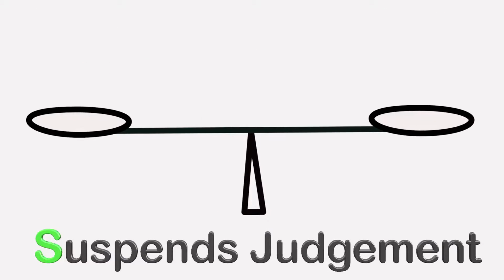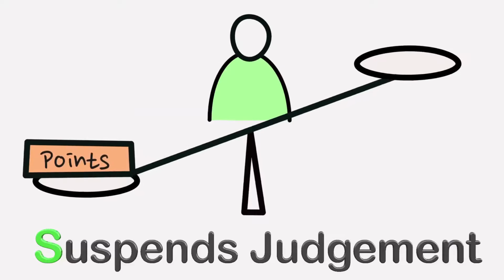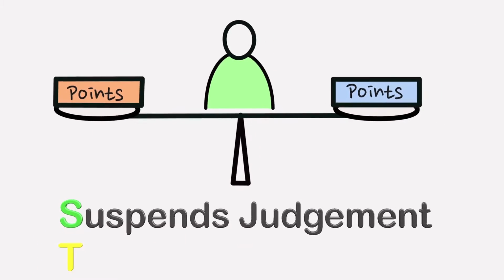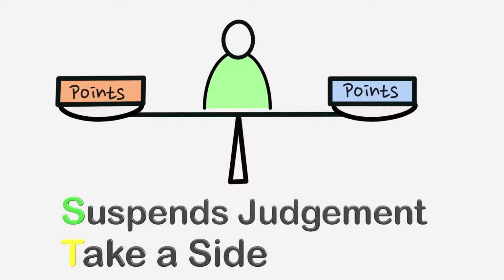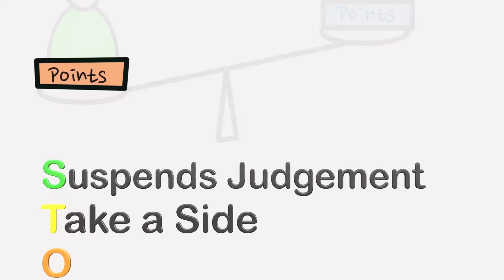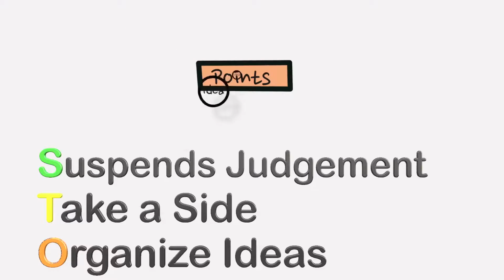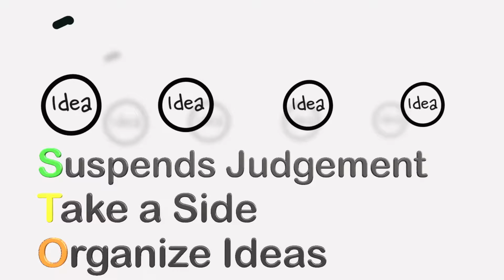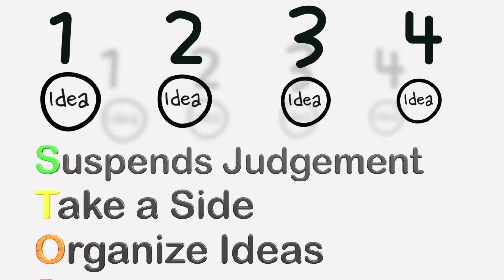These elements include S for suspends judgment. Students are asked to list the points for both sides of an argument and consider all possible sides. T stands for take a side and asks students to read through the list of points for both sides and determine which side they believe is more persuasive. Then the O stands for organize and encourages students to organize their ideas and select the strongest ones, often numbering them in order of importance.